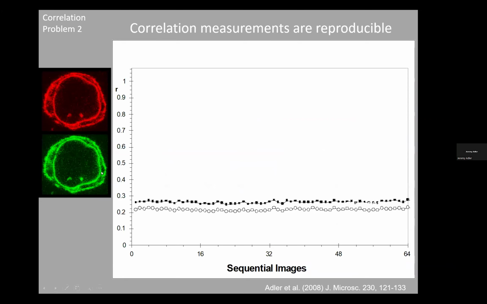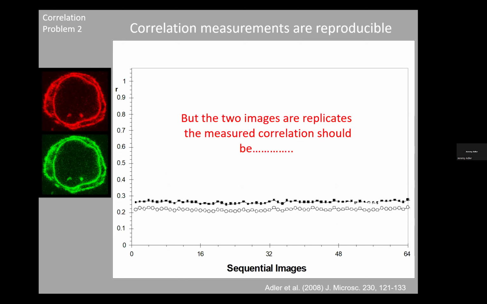Right, so here what we're doing is looking at repeat acquisitions of two pictures. Here is the measured correlation. One is the Pearson, one is the Spearman. The important thing is that they're consistent. We've acquired one pair of pictures, a second pair, and so on, and the measurements change very little. However, when you look more closely, you can see that these two images, even though I've colored them differently, are actually the same. So each image is really from the same fluorophore.